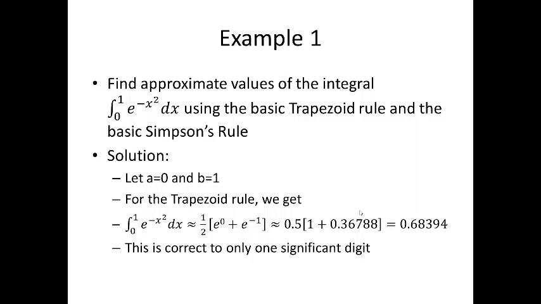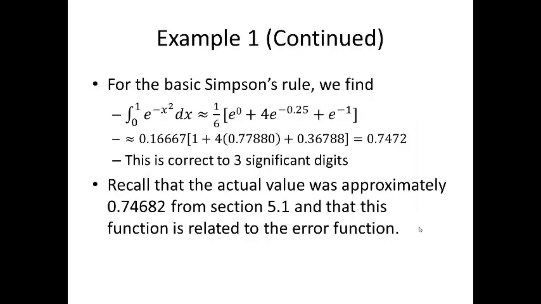And then from the trapezoid rule, we get the following. It's approximately equal to 0.5 times 1 plus 0.3678, that's e to the minus 1, and we get a result of 0.68394. That's correct to only one significant digit, but again, it's better than nothing. Now let's see how Simpson's rule does.